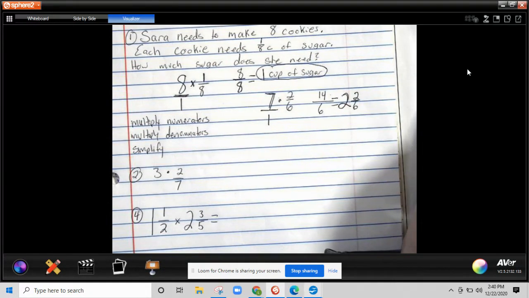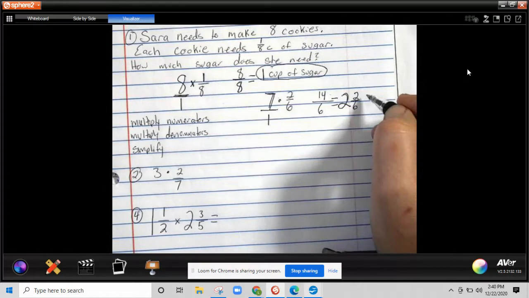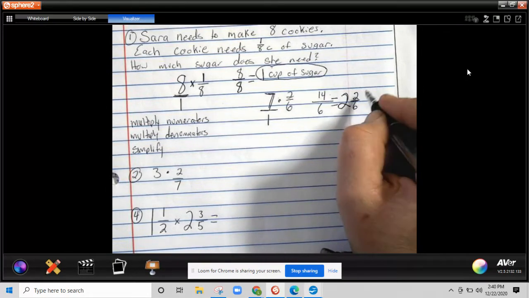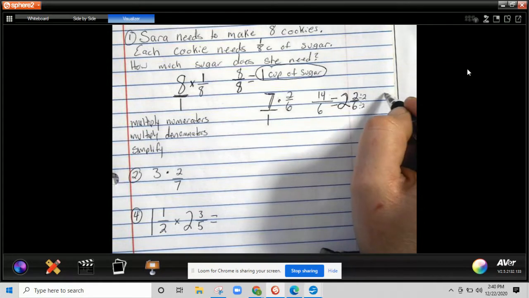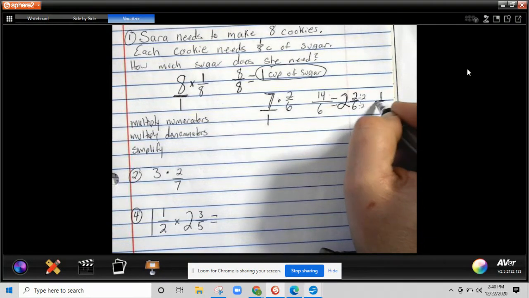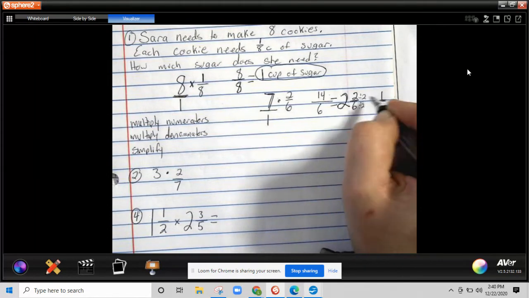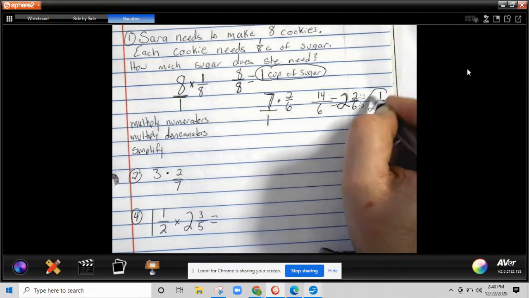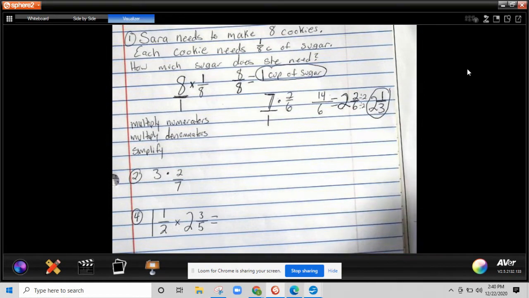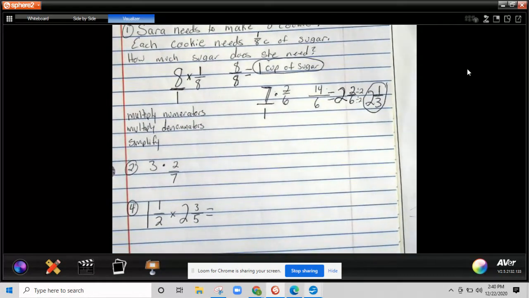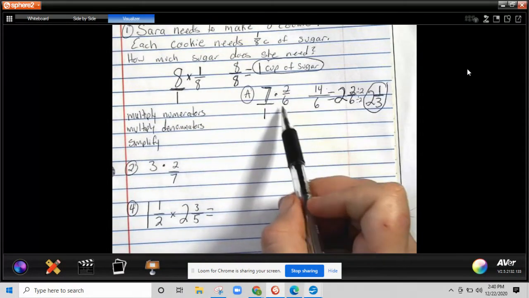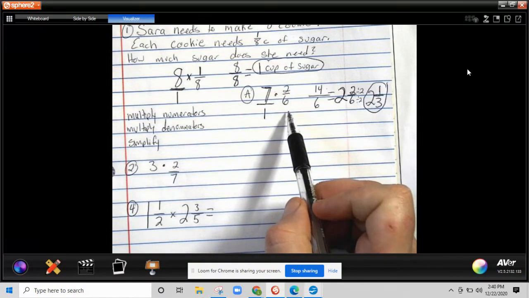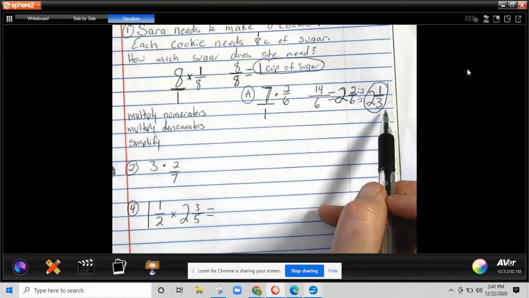Now the cool thing here is I can keep going because 2/6 needs to be simplified. I can divide both of those by 2. 2 divided by 2 is 1. 6 divided by 2 is 3. Do not forget your whole number. So my answer here, when I just wanted to do 7 times 2/6, my answer is 2 1/3.